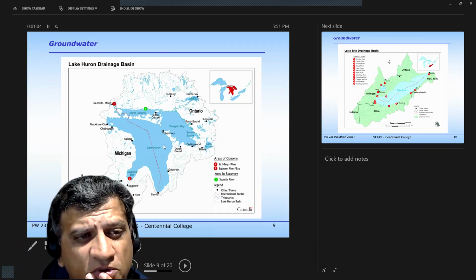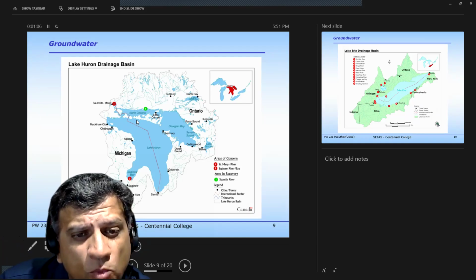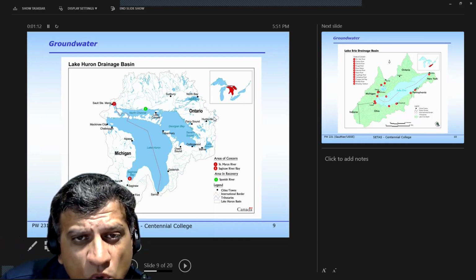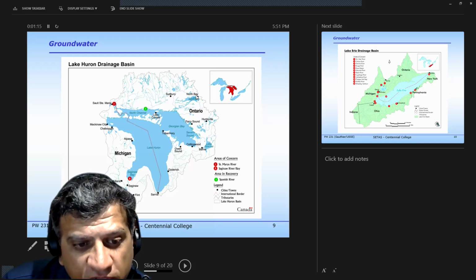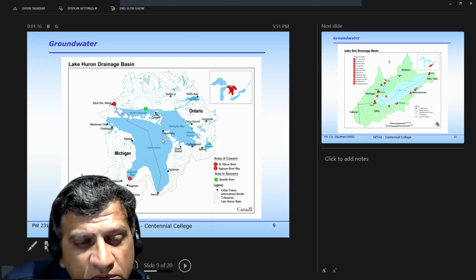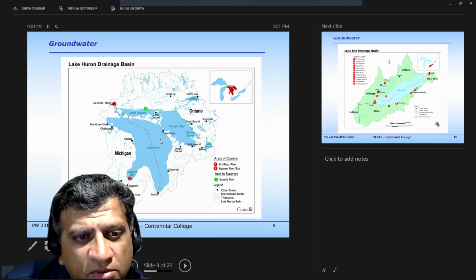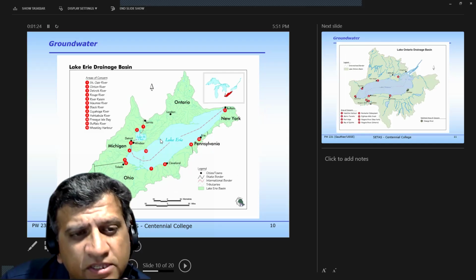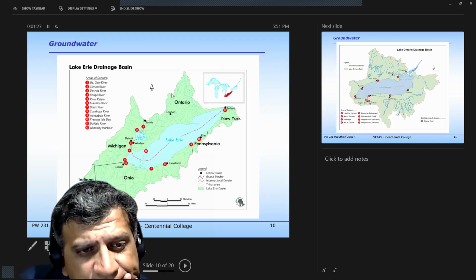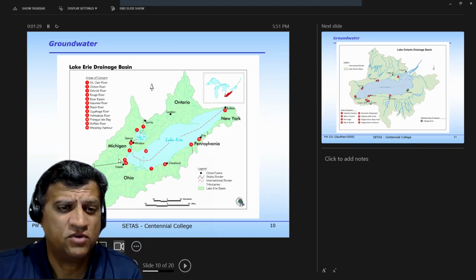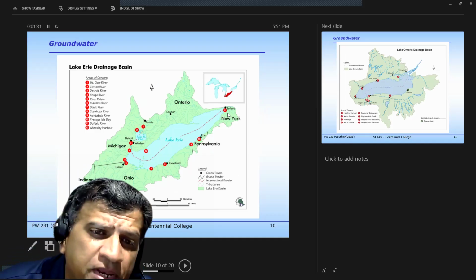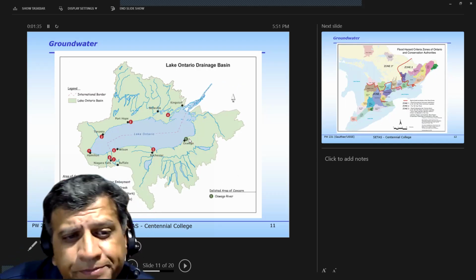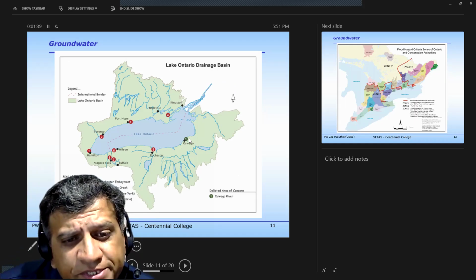Take a look at the Lake Huron drainage basin. What is a drainage basin? It's basically the entire geographic area where, when water falls here, it flows out of the same outlet, one outlet. Here's the Lake Erie drainage basin. So all the surface water and groundwater flows through one outlet. And I think in this case, it's Niagara Falls, near the Love Canal. Here's the Lake Ontario drainage basin.